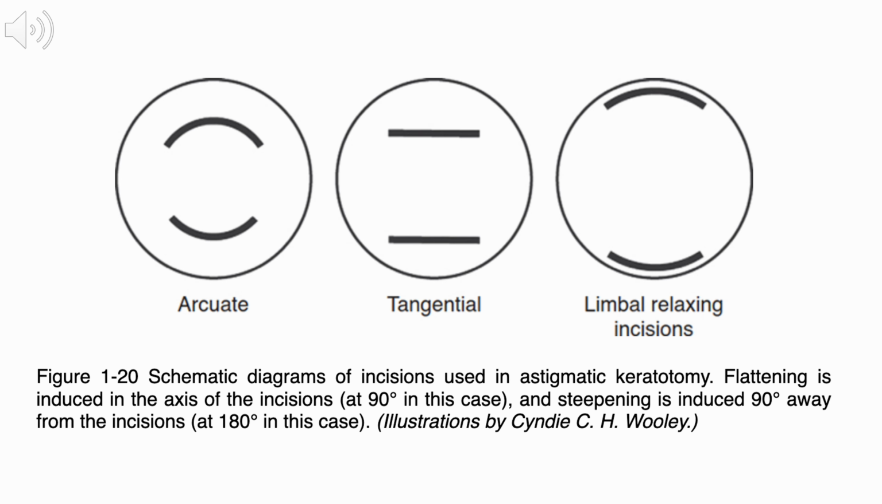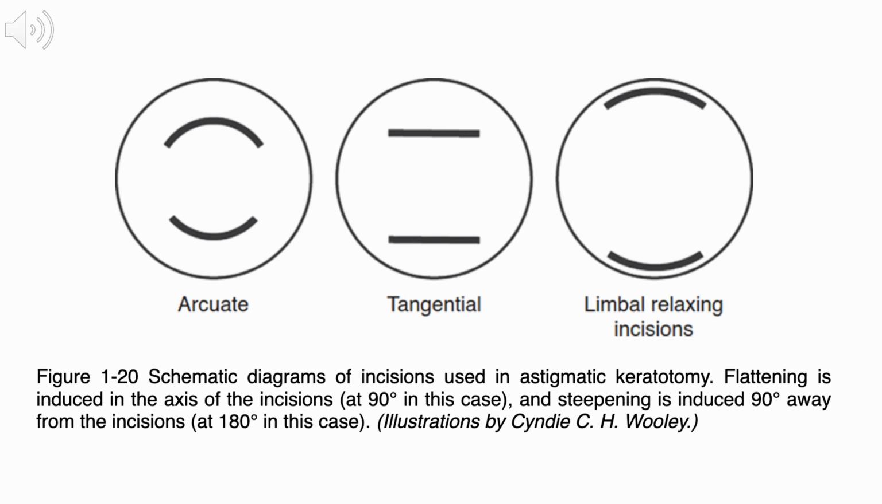This picture is showing different ways surgeons place cuts in the cornea to fix astigmatism. Think of the cornea like a flexible dome. If you make a cut in it, the cornea relaxes in that direction and becomes flatter there. At the same time, the cornea tightens in the direction 90 degrees away and becomes steeper.